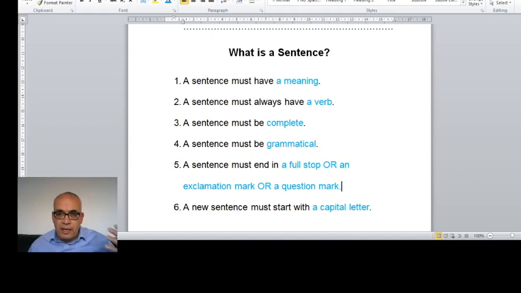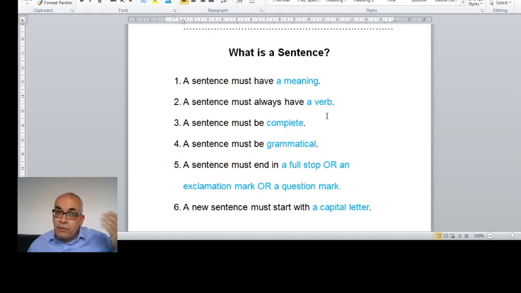So again, what is a sentence? We have got 1, 2, 3, 4, 5, 6. What you can do, close your eyes and try to remember what is a sentence. Ask yourself, what's a sentence? Because when you write, your mind is blank. You just sit and think about writing. So try to test your memory. Sit and think. What is a sentence?